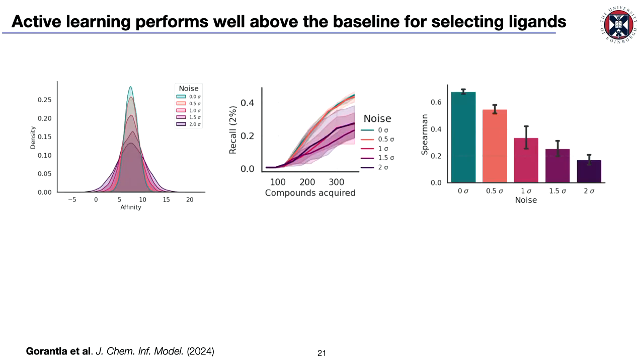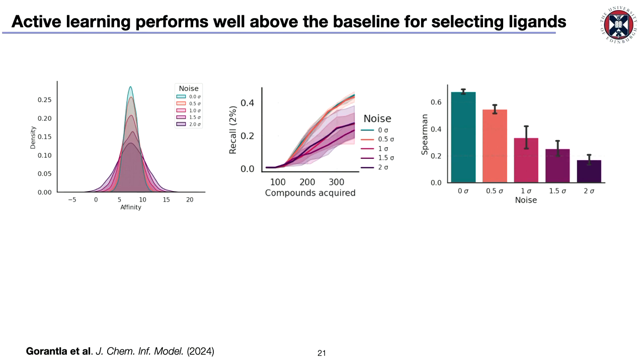Right, the last thing I want to talk about is noise. If we run alchemical free energy calculations, they are noisy. You might not always get a perfect mean unsigned error of, I don't know, 0.5 kcal per mole. So what happens if the labels you produce are noisy?